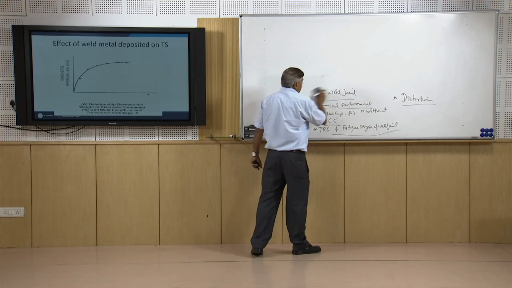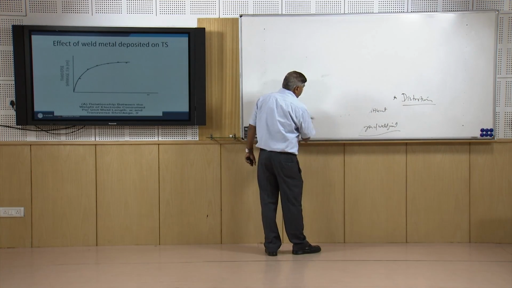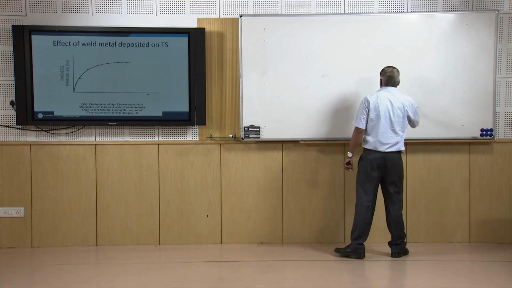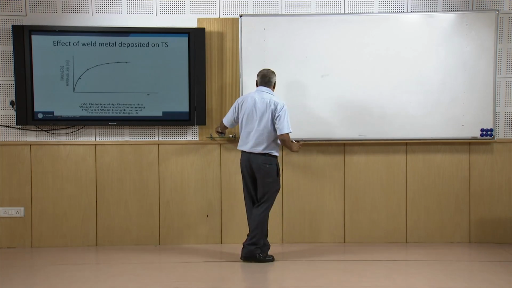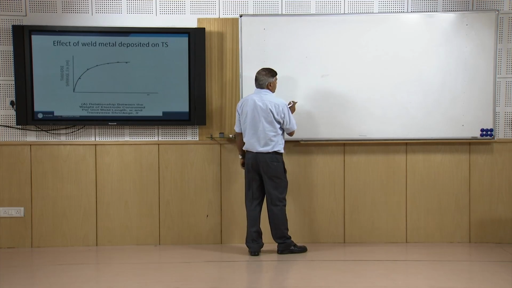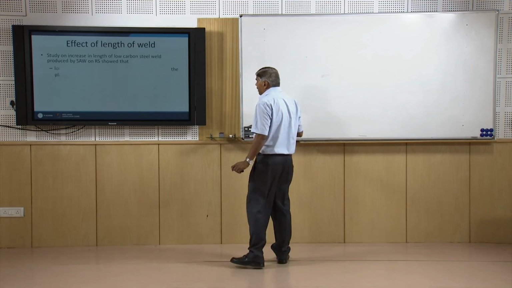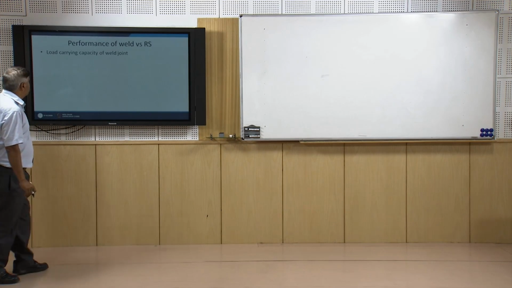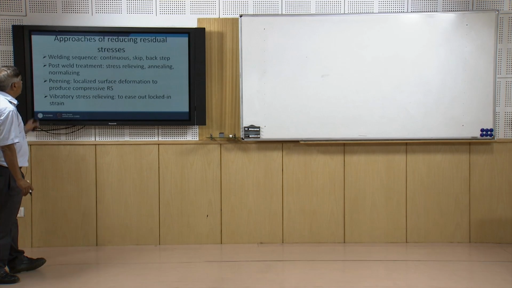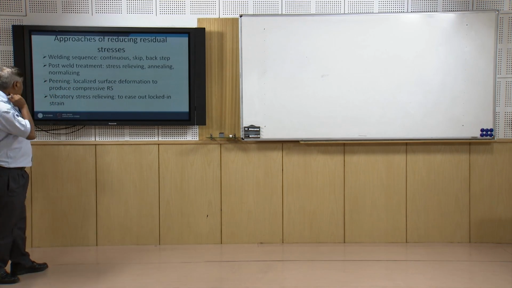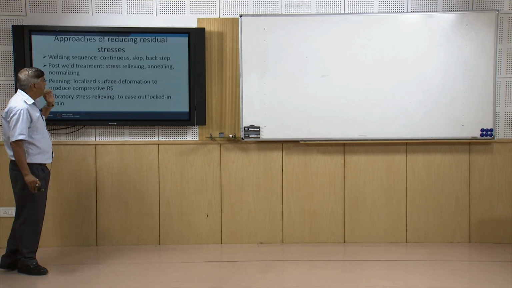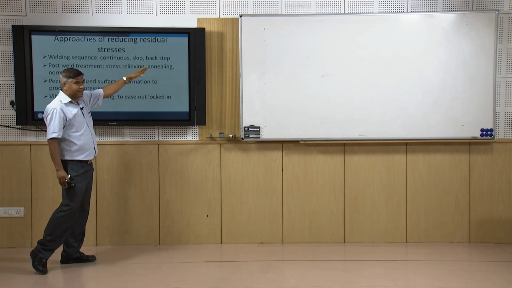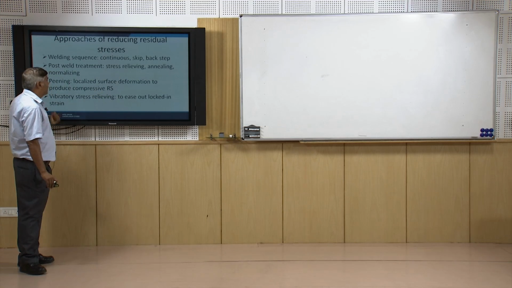So, apart from these effects, we will see the methodologies which can be used to reduce the residual stresses. Considering the approaches for reducing the residual stresses, the sequence of welding may be chosen properly. Instead of continuous welding, skip welding and back step welding both help in reducing the residual stresses.